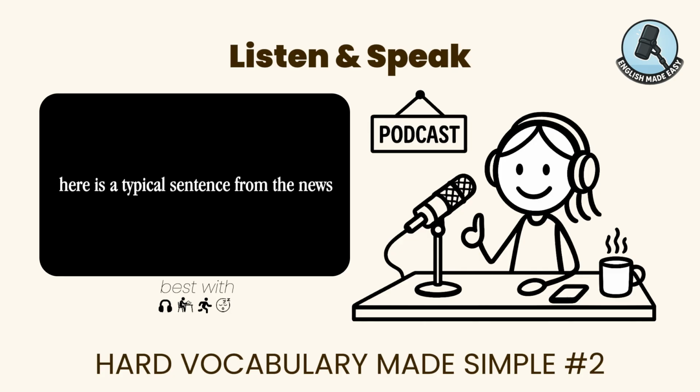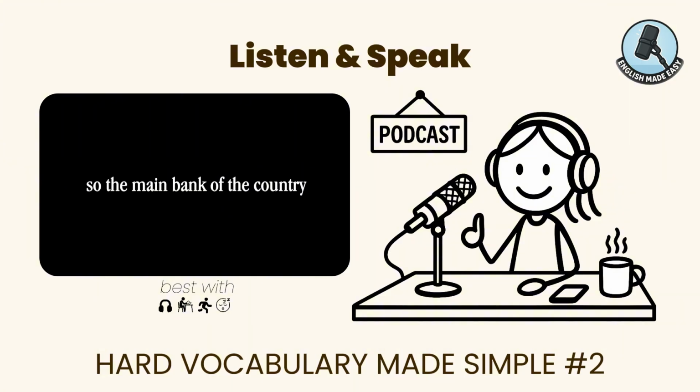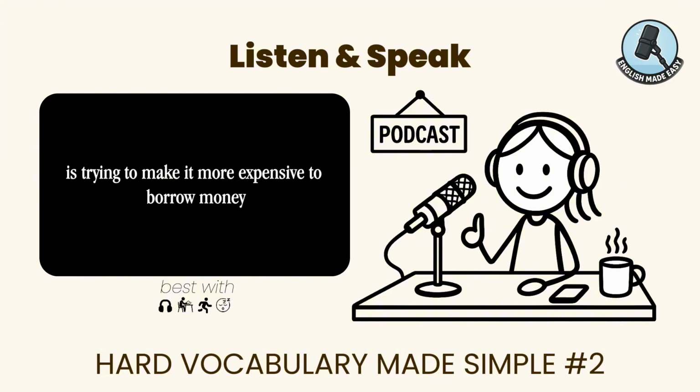Here is a typical sentence from the news. The central bank is raising interest rates to combat inflation. In simple language, this means prices for everything are going up too quickly, so the main bank of the country is trying to make it more expensive to borrow money to slow down spending and control the rising prices. A great simple synonym for inflation is just rising prices.